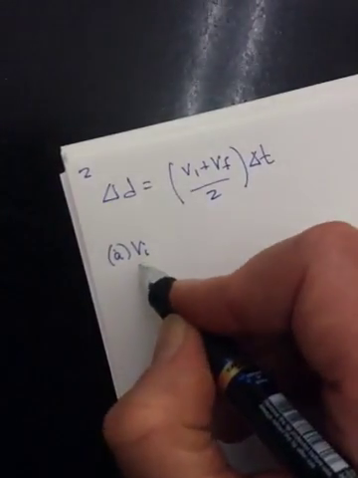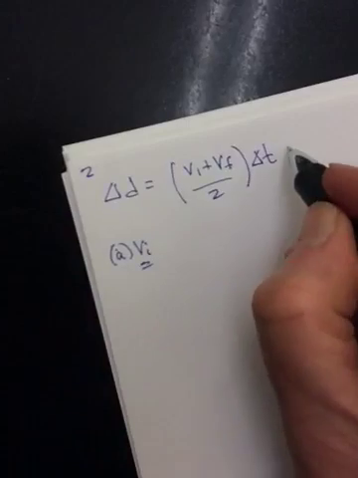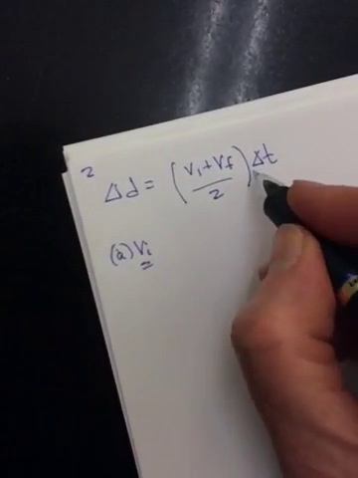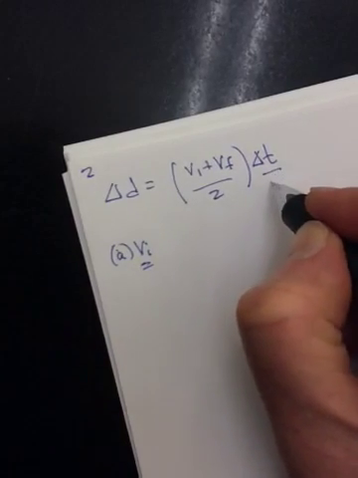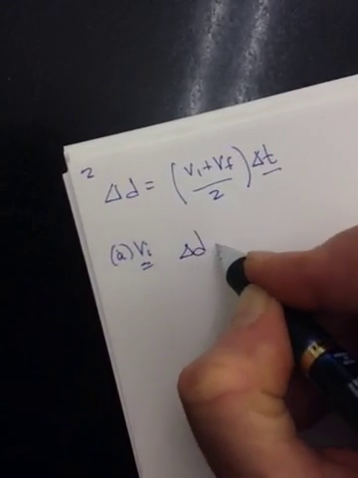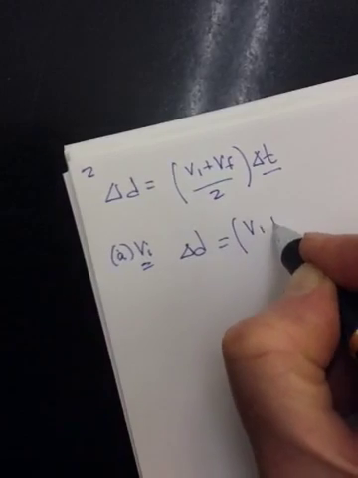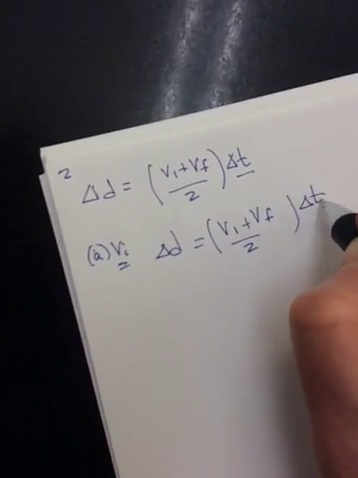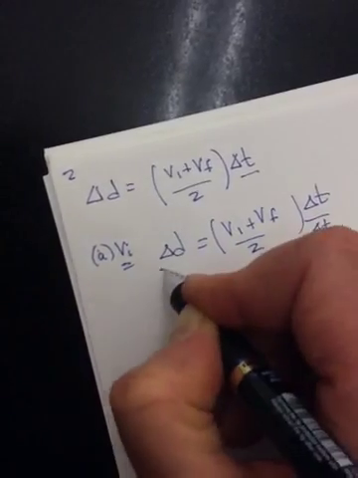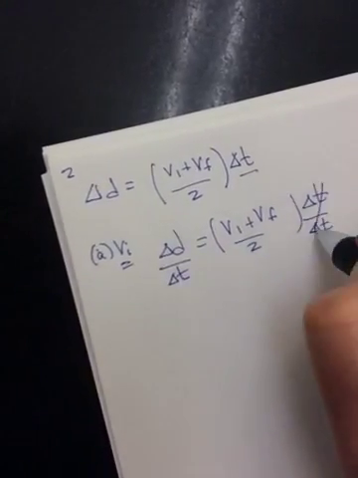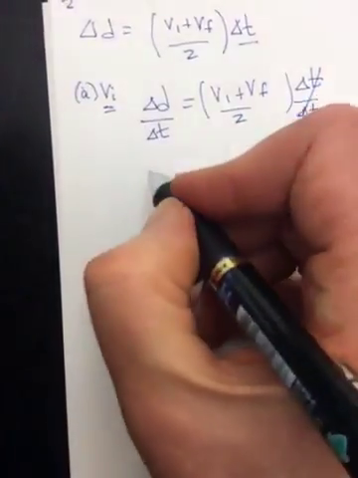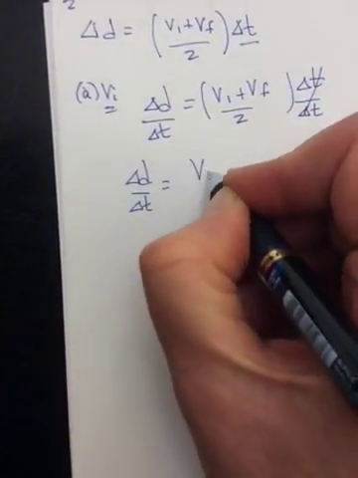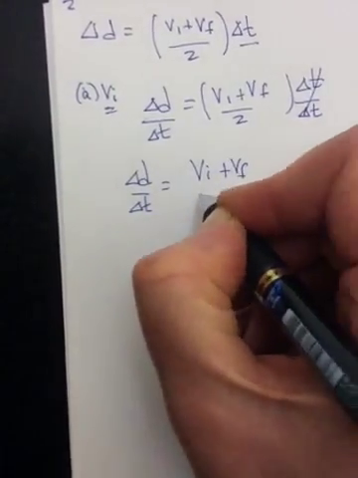So to get VI all by itself, first we need to get rid of the delta T because it's outside the bracket. So it's multiplied by the bracket, so to get rid of it, you should divide. So let me rewrite. Delta D is equal to VI plus VF divided by 2 times delta T. So divide both sides by delta T to get rid of the delta T over here. Okay, so now you're going to have delta D over delta T is equal to VI plus VF over 2.